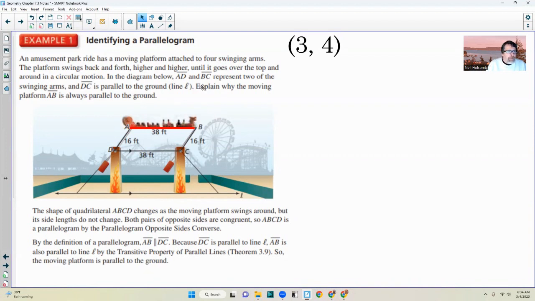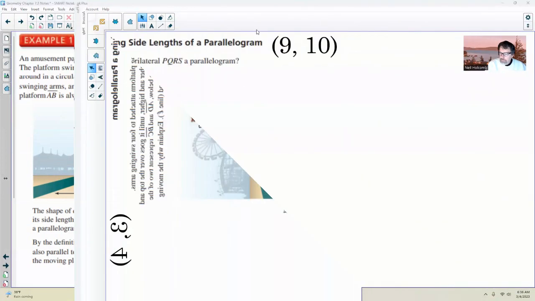And that says, explain why the moving platform AB is always parallel to the ground. And there it is. So that's it. Just using the transitive property and the converse to opposite sides are congruent, and using parallelograms, we can prove that the platform is always going to be parallel to the ground. Okay, so now you should be able to do problem numbers 3 and 4 in your exercises.